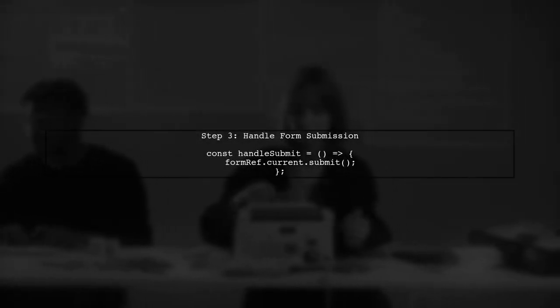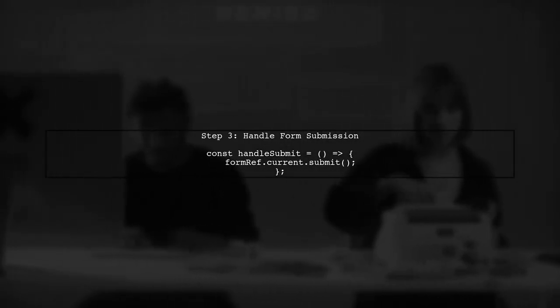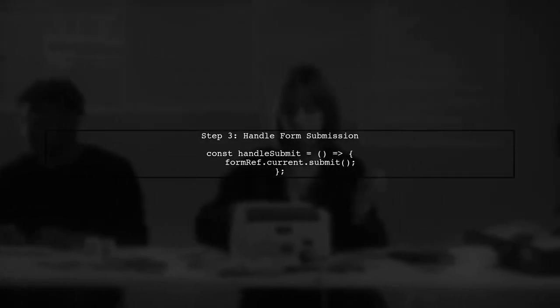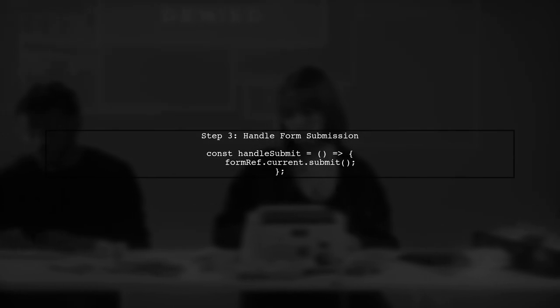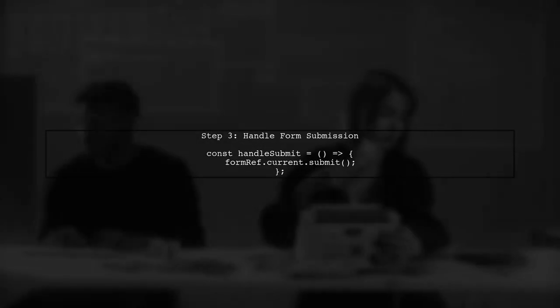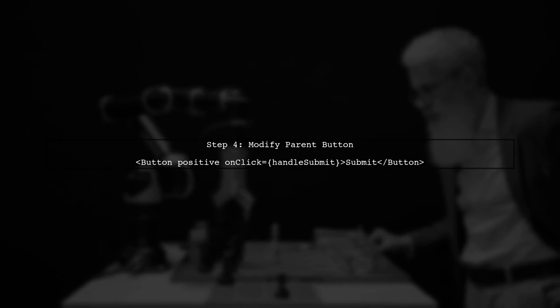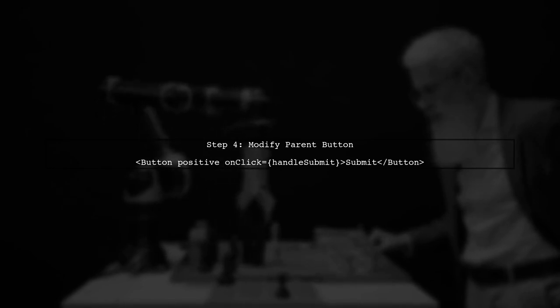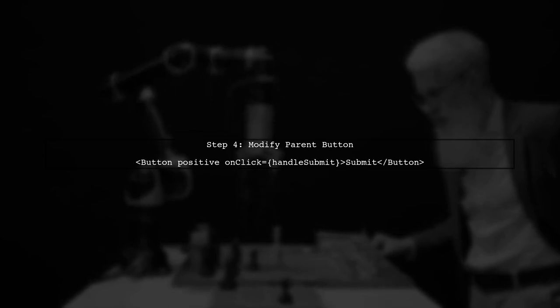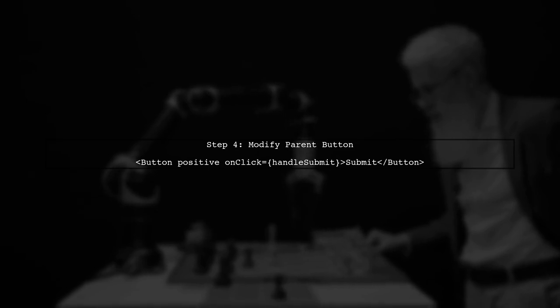In the child component, we will use the forwarded ref to handle the form submission. We can define a submit function that will be called when the button in the parent component is clicked. Finally, we will modify the button in the parent component to call this submit function when clicked. This way, the button in the modal will trigger the form submission.